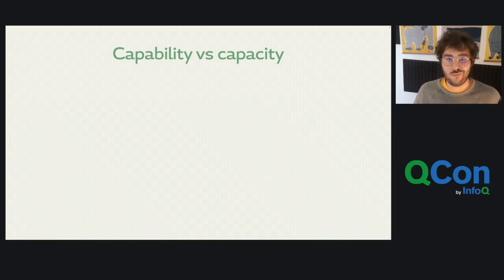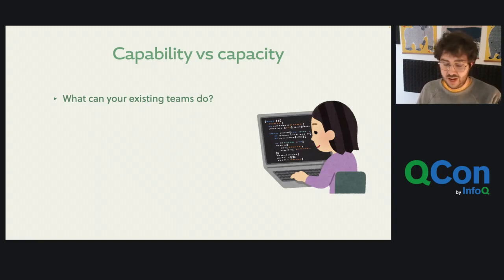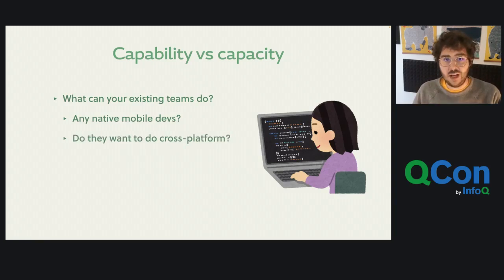Now, there are two different ways to look at this. Capability is your team: is your existing team, if you have one, able to work on a mobile app? Versus, I have 5 people, I'm going to throw them at this mobile thing. What can your existing teams do, if you have any? Do you have any mobile devs that know the native platforms? If you decide to go with cross-platform, are they okay with that? Are they going to do it?